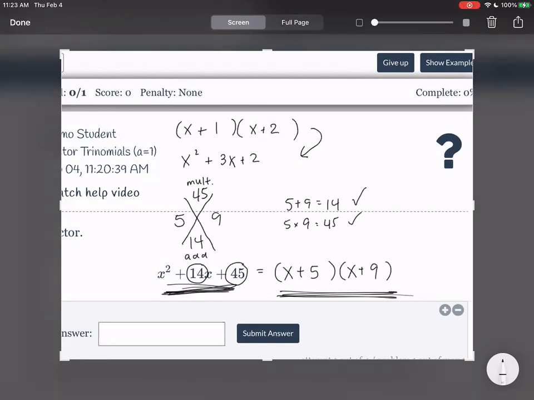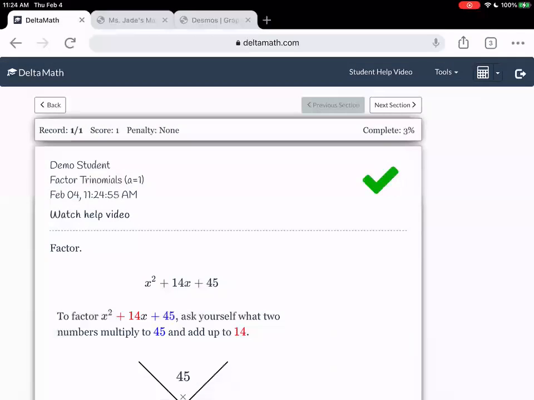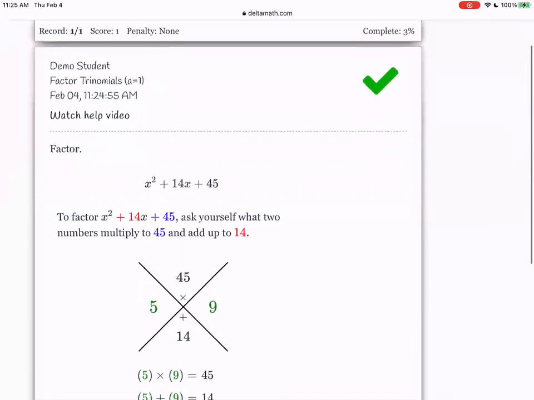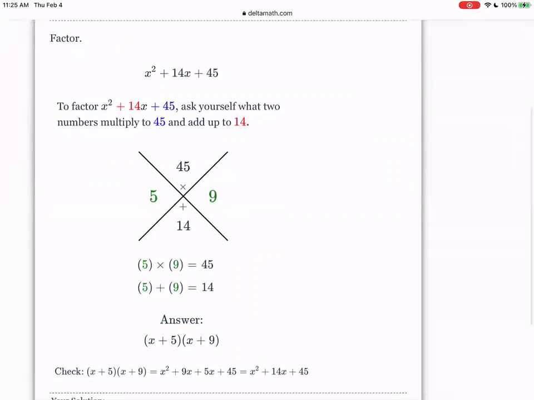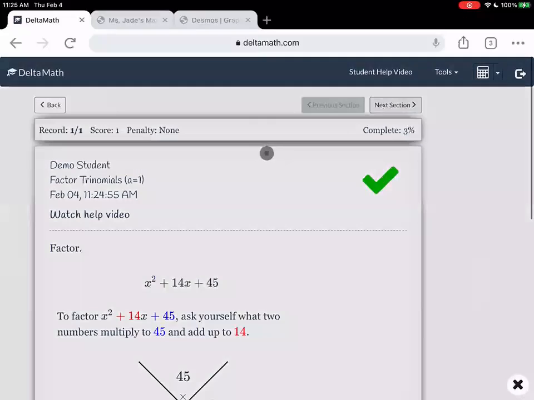I'm going to go ahead and enter that in: x plus 5, x plus 9. I'm going to pause here and see if there are any questions. Okay, so x plus 5, x plus 9. All right, and then we're just going to go to the next section. Oh, and of course, if you need help looking at the example, Deltamath gives you the explanation as well.